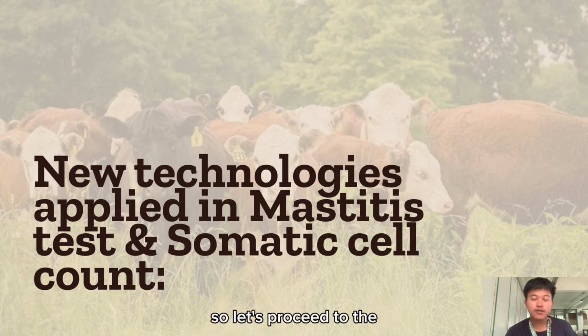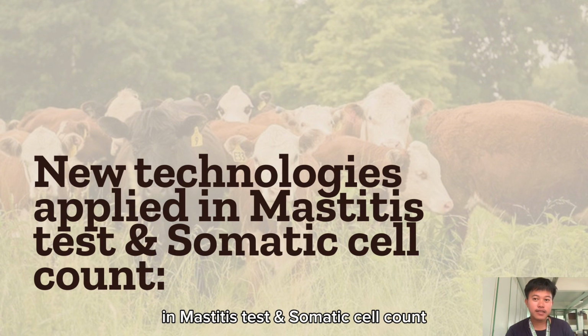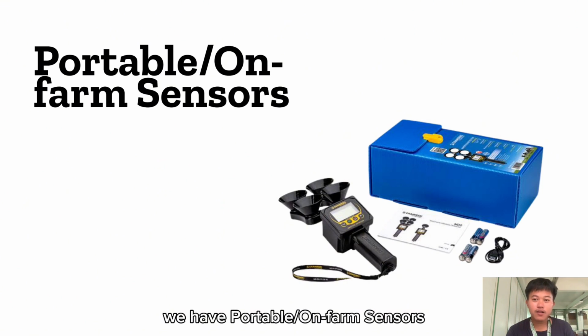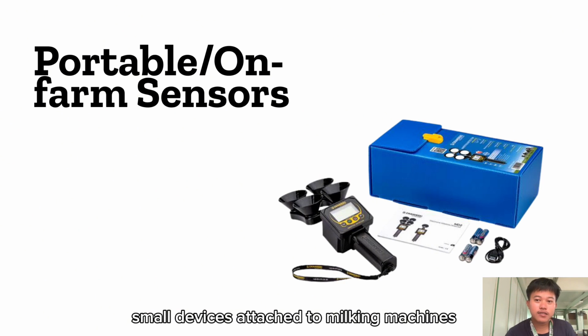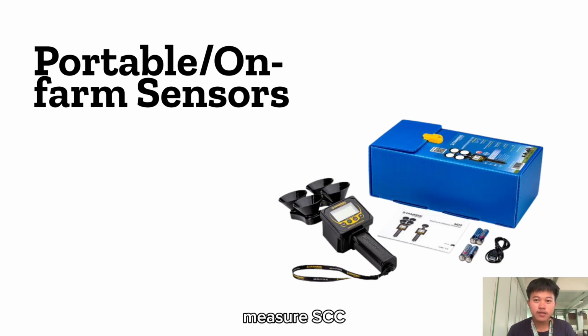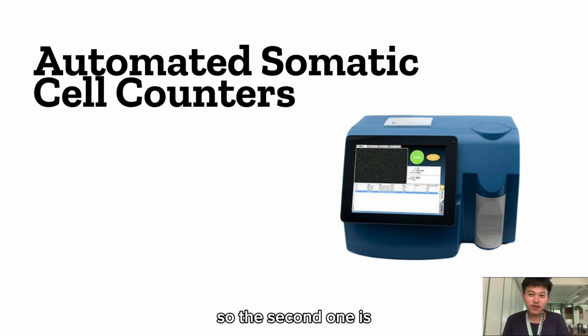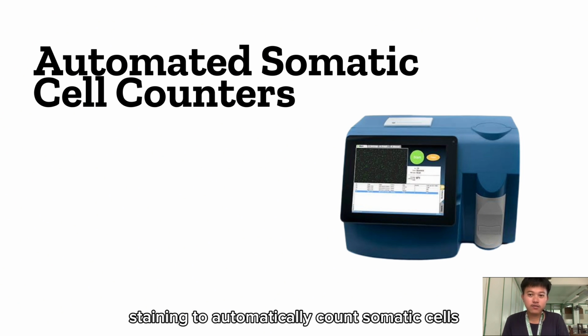So, let's proceed to new technologies applied in mastitis tests and somatic cell count. First, we have portable and farm sensors. Small devices attached to milking machines measure SCC, electrical conductivity, or milk color changes in real time. The second one is automated somatic cell counters. These use digital imaging and fluorescence staining to automatically count somatic cells.